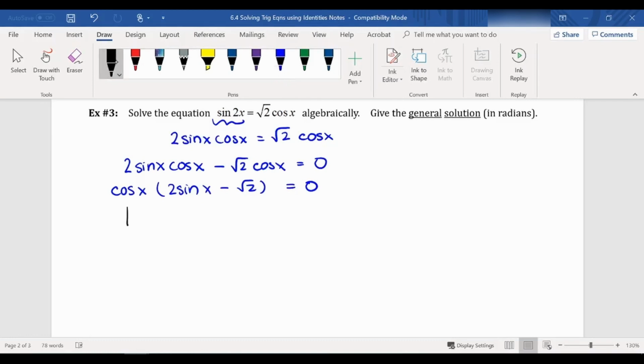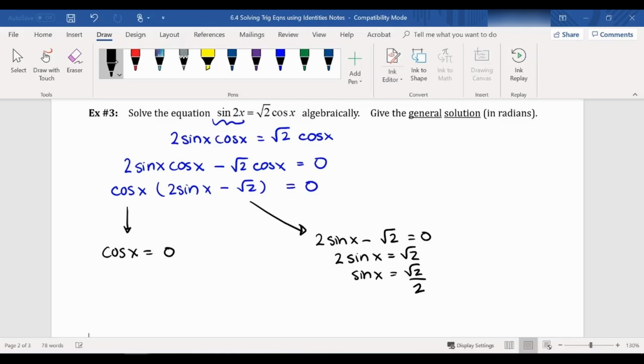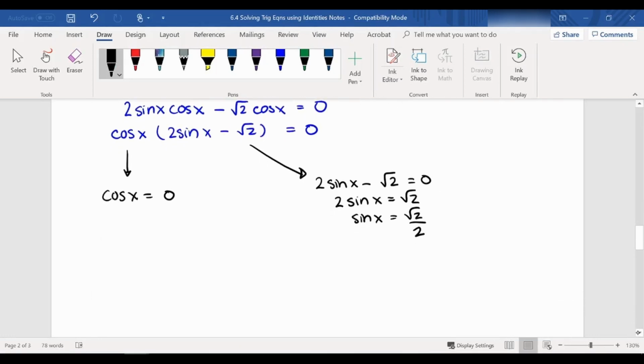Now I have two factors. Cosine x could be 0, or this big giant gross 2 sine x minus root 2 could be 0. And then if I solve this second factor, I get sine x is root 2 over 2. Now, just a reminder again from chapter 4, sine x being root 2 over 2 is the same as saying 1 over root 2, which will be more helpful for special triangles. Okay, so let's start with the cosine equals 0.